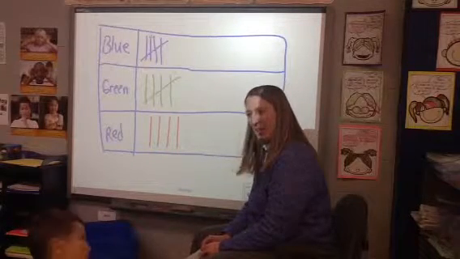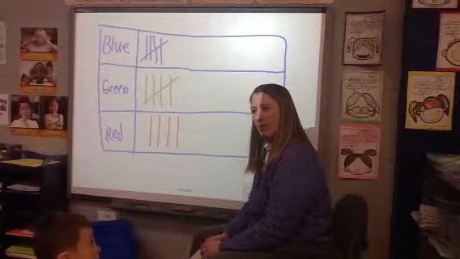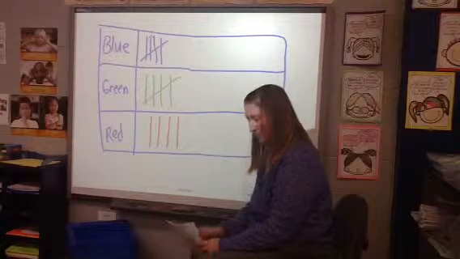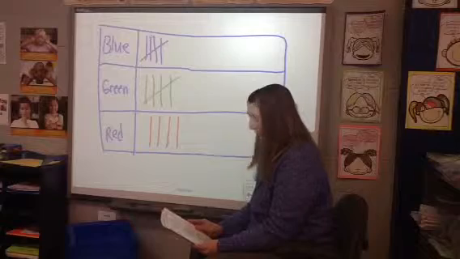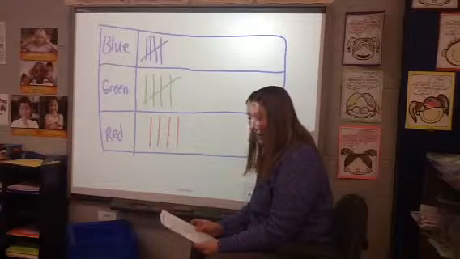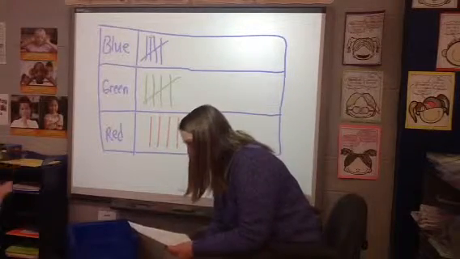Why do you say green and blue? Because they both have 5. Why, Riley? Because they both have a diagonal line and they have 5. They both have 5 marks, right? Good. All right. Okay.